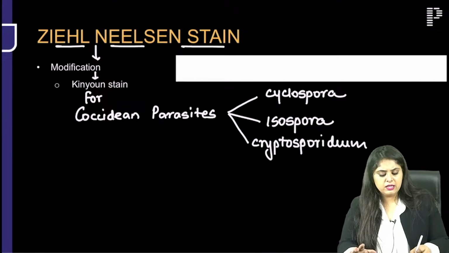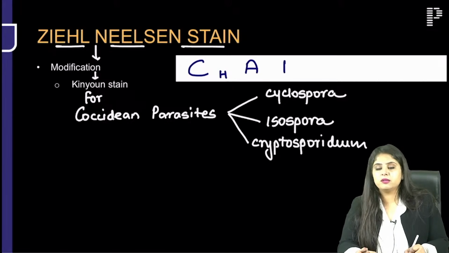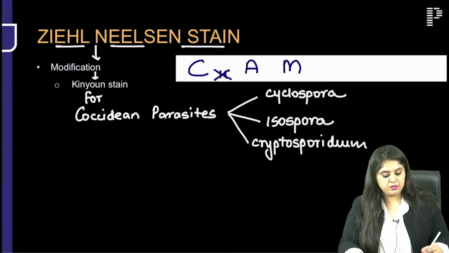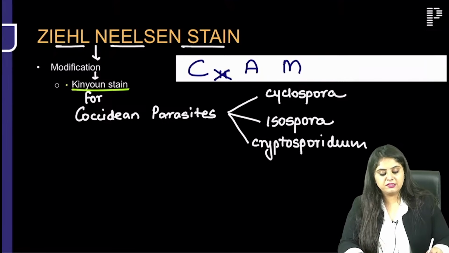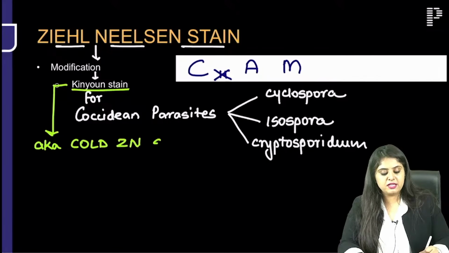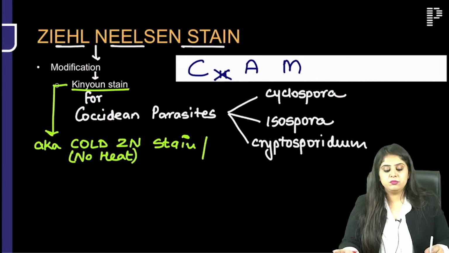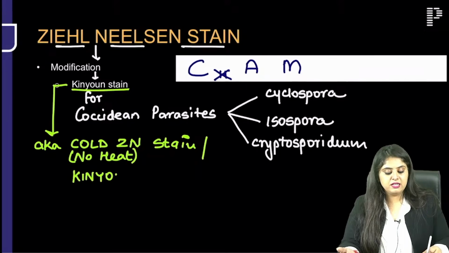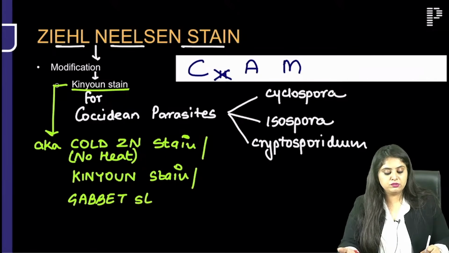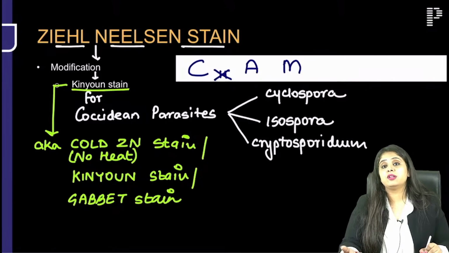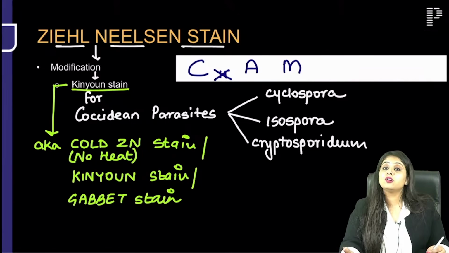Roughly, ma'am. You are doing the same, but you have cut out the heating step. That is known as Kinyon stain. Can I say Kinyon stain is also known as the cold Zn stain? Have you understood the meaning of cold Zn stain? Cold means that there is no heating procedure happening. So cold Zn stain is also known as the Kinyon stain. It is also known as the Gabbett stain, and it is used for coccidian parasites.